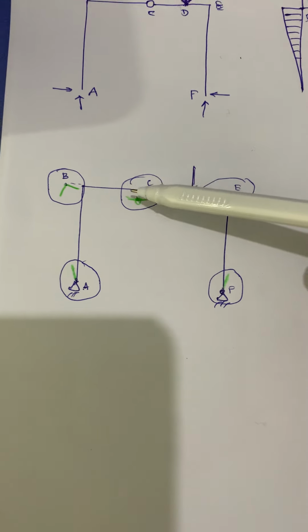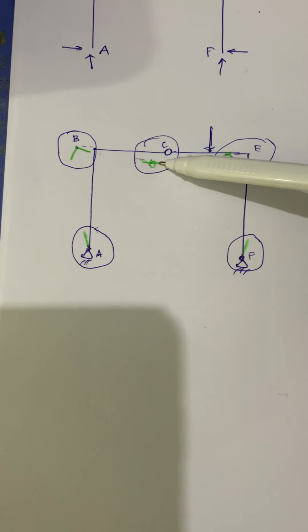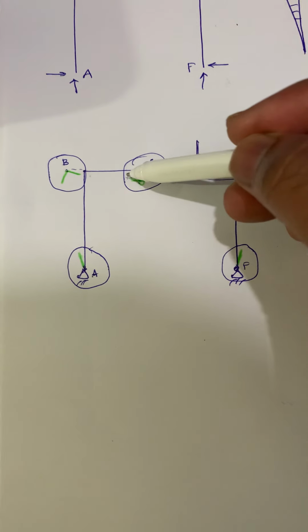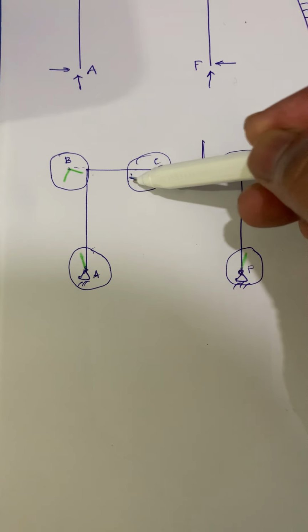If you see the members connected at C, it will have a different slope. The slope is not going to be constant. It will have different slope.